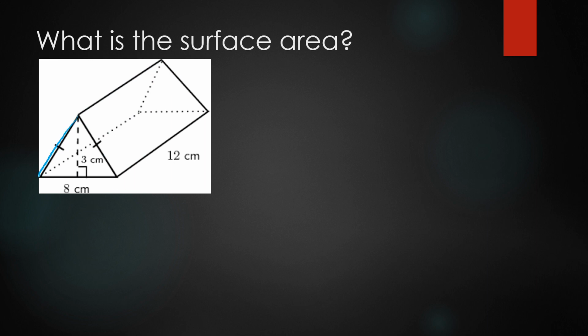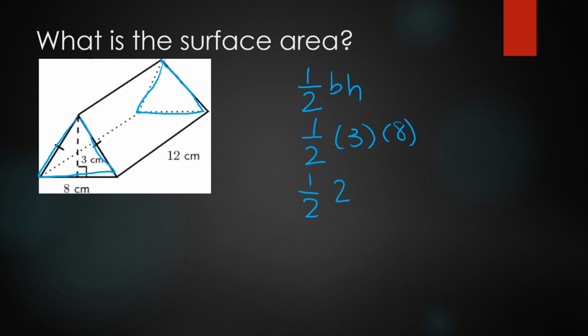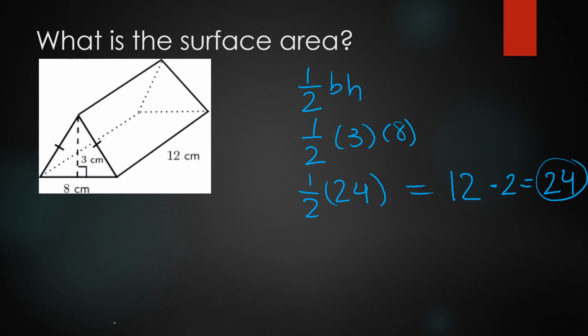Let's start with finding the triangle. Again, I have 2 triangles. Both of these are going to have the exact same surface area. So I have 8 and 3, 1/2 base times height. So this is going to be 1/2 times 3 times 8. 3 times 8 is 24, and 1/2 times 24 is 12. Since I have 2 triangles, I'm going to multiply 12 times 2 and get 24. So the area of my triangles is going to be 24.